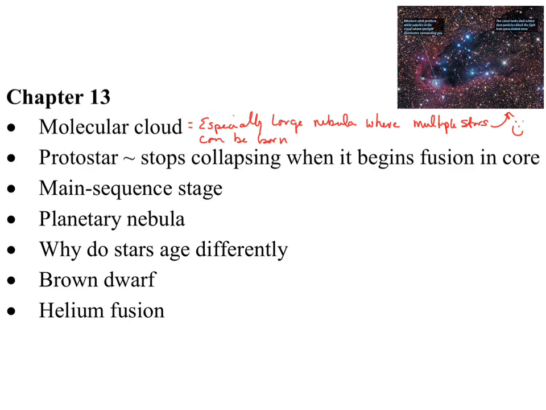Yeah. So the next term, molecular cloud, they call it a stellar nursery. That's where a bunch of stars can be born at the same time. I just said especially large nebula, where multiple stars can be born. And the next one, protostar. I think I'll put that a protostar shouldn't be a baby star. I guess I should maybe say a pre-star.